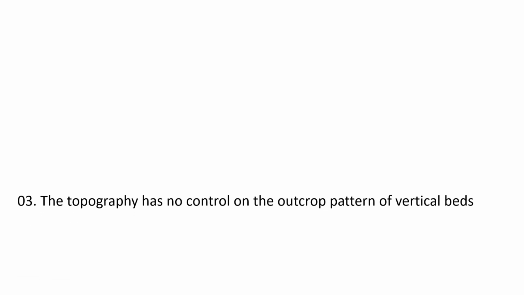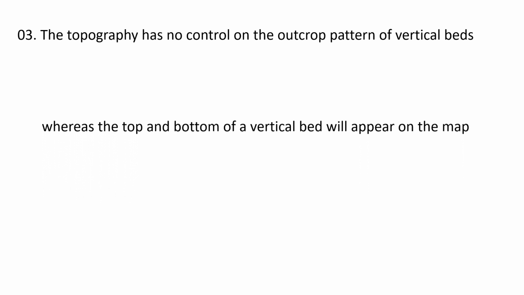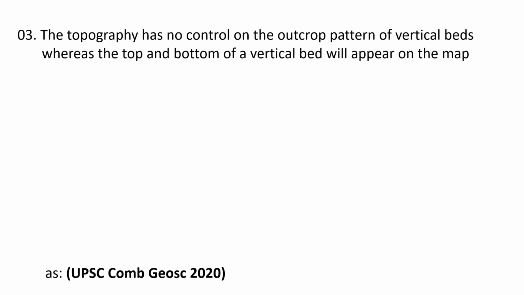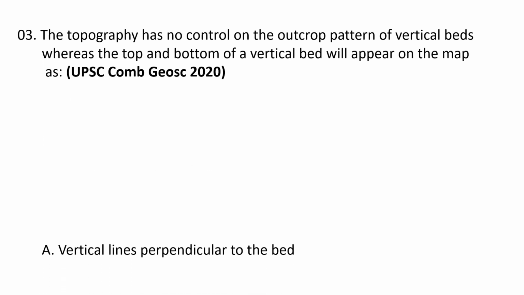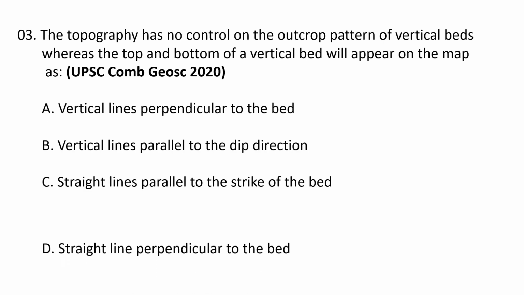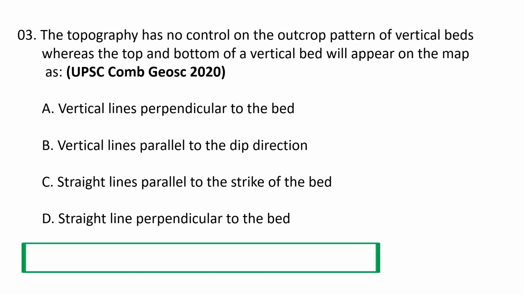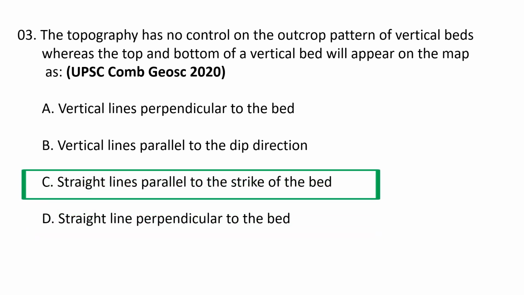Next question. The topography has no control on the outcrop pattern of vertical beds, whereas the top and bottom of a vertical bed will appear on the map as A. Vertical lines perpendicular to the bed, B. Vertical lines parallel to the dip direction, and C. Straight lines parallel to the strike of the bed, and D. Straight line perpendicular to the bed. So the topography has no control on the outcrop pattern of the vertical beds, whereas the top and bottom of a vertical bed will appear as straight lines which are parallel to the strike direction of the bed. So C is the correct option.